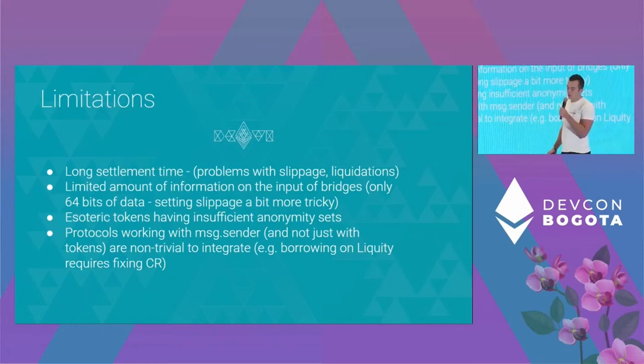Like most of the time this works quite fine because it's 64 bits of data, and with a bit of smart encoding we can actually put a lot of information there. But it can be problematic when we, for example, want to pass an Ethereum address, because that is 160 bits.